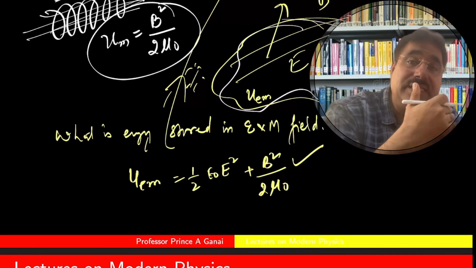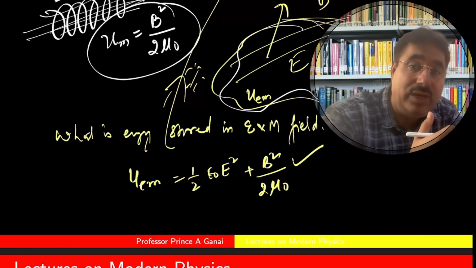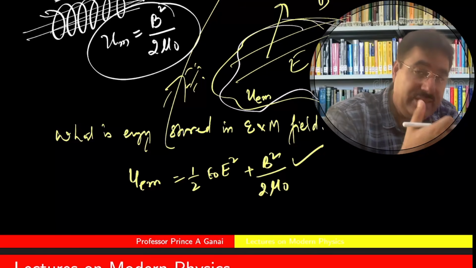Now, if these electromagnetic fields are oscillating, if they are changing in time, then what's going to happen?